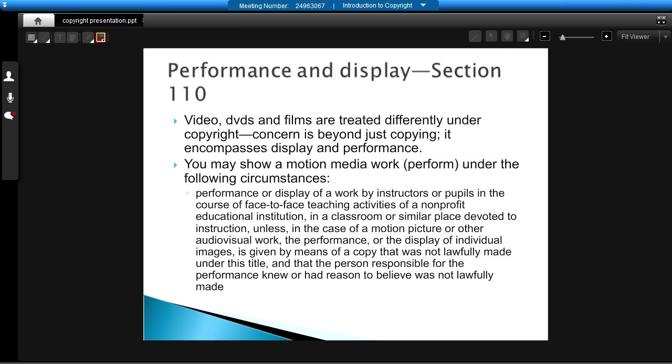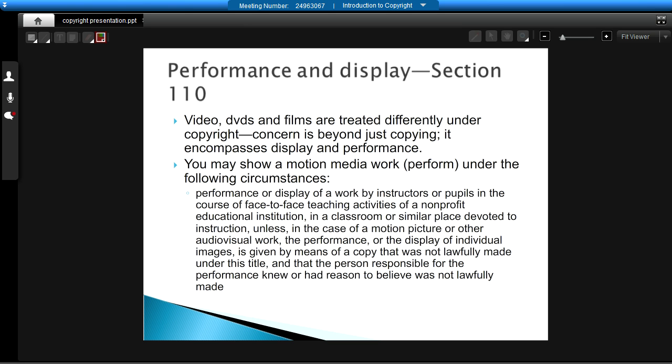So the key parts of this is that you can show a motion media work in a classroom if it is done by or at the instruction of an instructor or a pupil, so it can be part of a student's presentation. It has to be in a face-to-face teaching environment, so you have to physically be there with your instructor and they have to be talking to you face-to-face. This does not cover distance education. It can only be used by nonprofit educational institutions. There's actually an exemption for government too, but I'm not going to go into that.